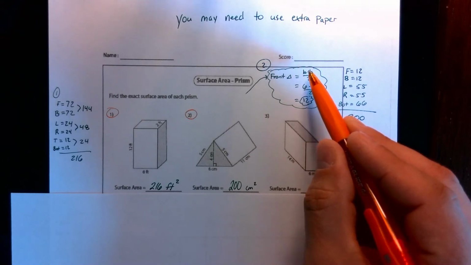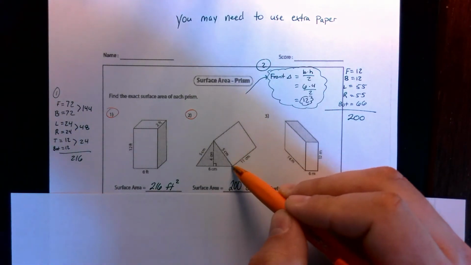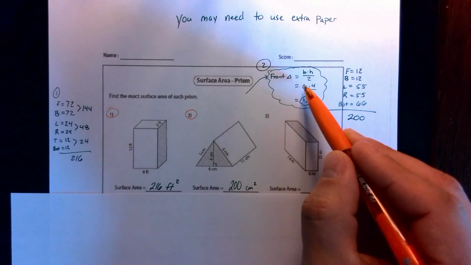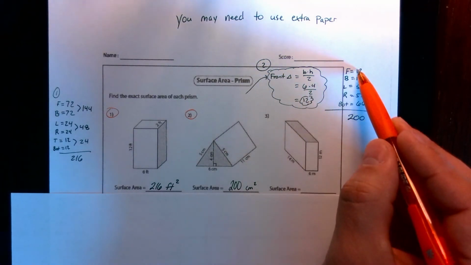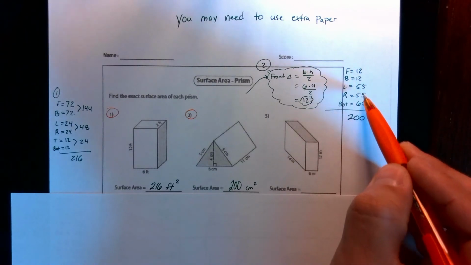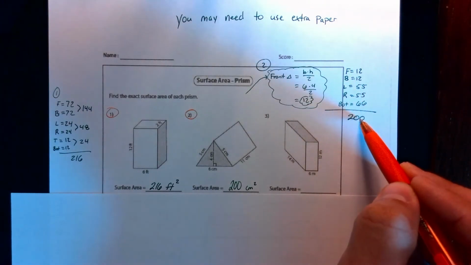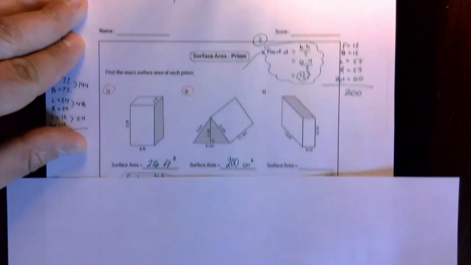Okay? So when I do the base times height divided by 2, I plug in the base of the triangle, 6, and the height of the triangle, 4. 6 times 4 is 24. Half of 24 is 12. So the front is 12 and the back triangle is 12. If I add up 12, 12, 55, 55, and 66, it turns out to be an even 200 square centimeters, or 200 centimeters squared.